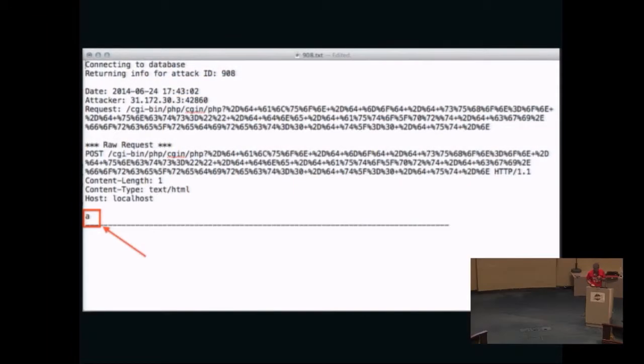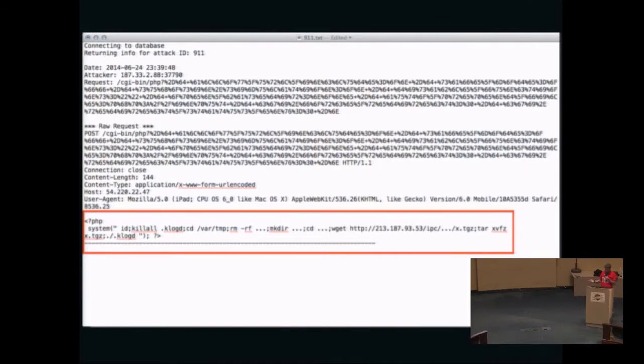Boring. Anyway, your time's gone. So let's take a look at another one. This is another attack from somewhere in the world, and you can see the POST data there. It's calling PHP system to run id, find out who we are, run killall on klogd, because that's a great idea. CD into a temp directory, remove old stuff, make new stuff, and then get our payload, which is usually like an IRC bot or something like that.